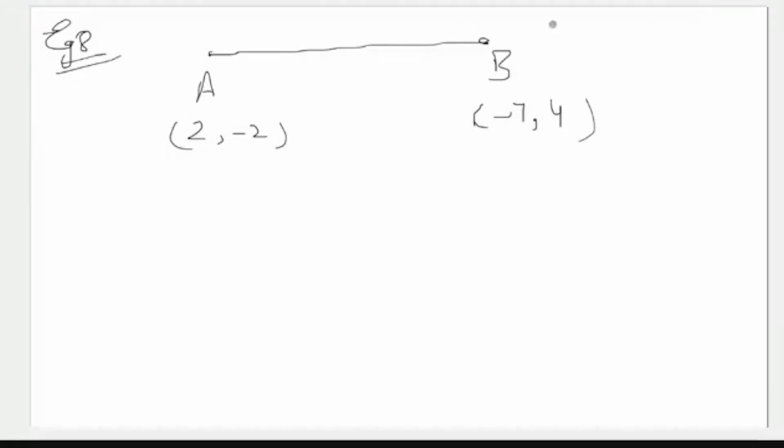What is the meaning of trisection? Ma'am, it means the line is divided into 3 equal parts. Very good. 3 equal parts. It means we have to divide this line segment into 3 equal parts. So it means we want 2 points. Let us consider P and Q. So we have to find the coordinates of these points.